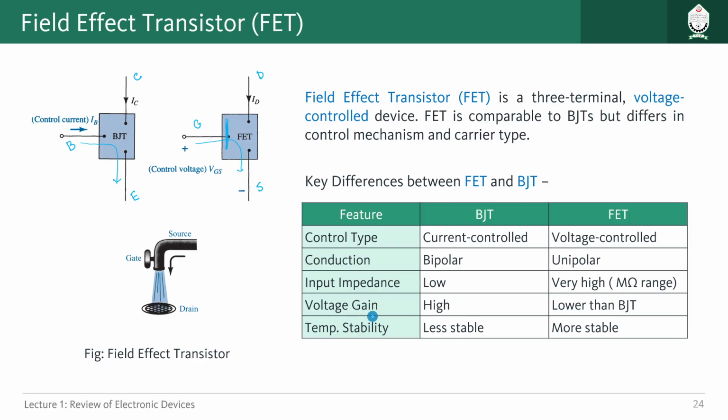And then voltage gain, generally BJTs have higher voltage gain compared to FET, and temperature stability, FETs are more stable because this is a voltage control device, and the current consumption is less compared to BJT. That's why power consumption will be less, as well as it will be more stable compared to BJT. So these are some of the benefits we are getting for field effect transistors compared to BJT. So that's why these are prominently used nowadays.